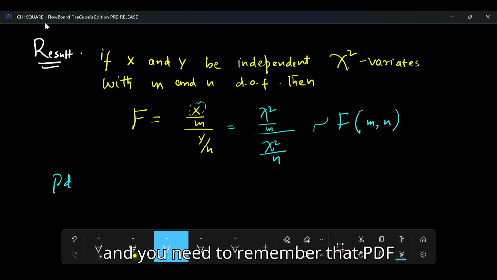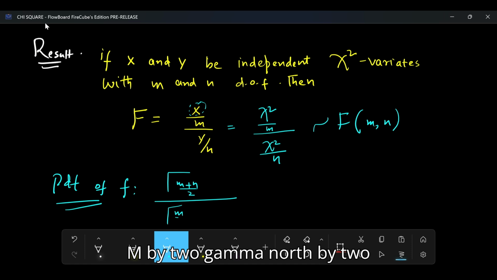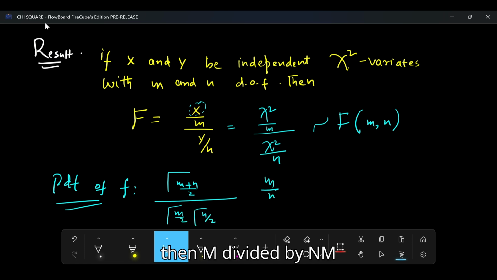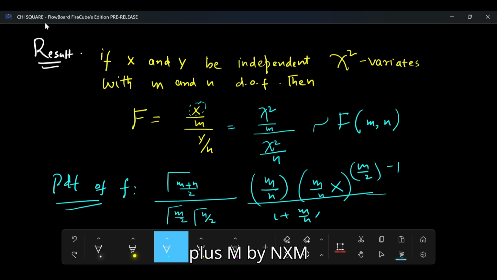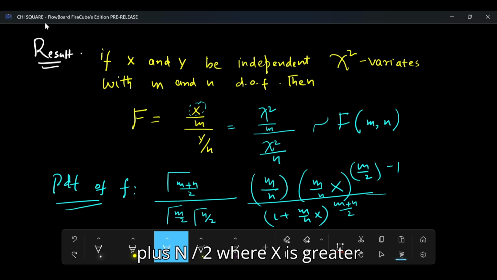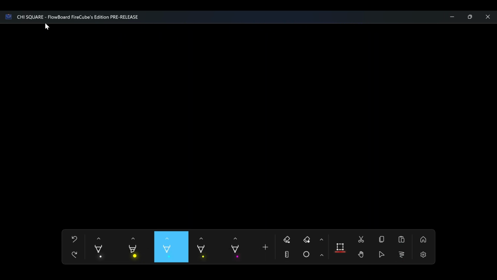And you need to remember that the PDF of F is gamma of (m plus n) divided by 2, over gamma m by 2 gamma n by 2, then m by n, multiplied by x raised to the power m by 2 minus 1, divided by (1 plus m by n x) raised to the power (m plus n) divided by 2, where x is greater than 0. So this is the relation between chi-square and F distribution. You have not studied F distribution, but for now remember this only, right? Then the second result is also based on the chi-square.